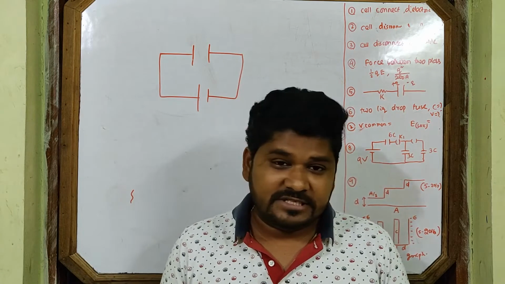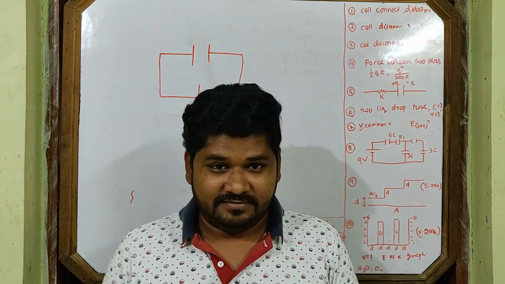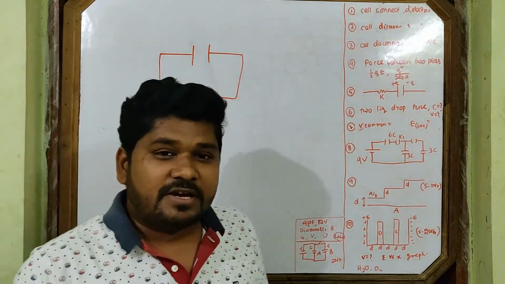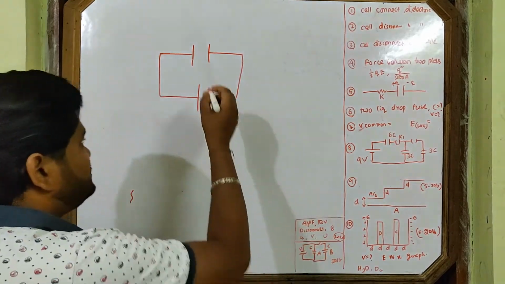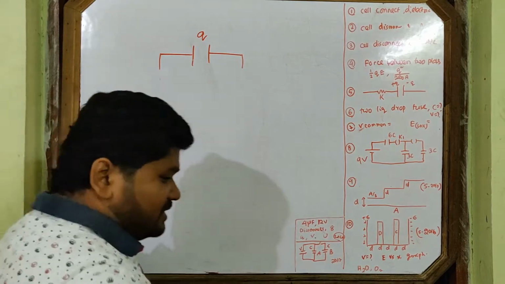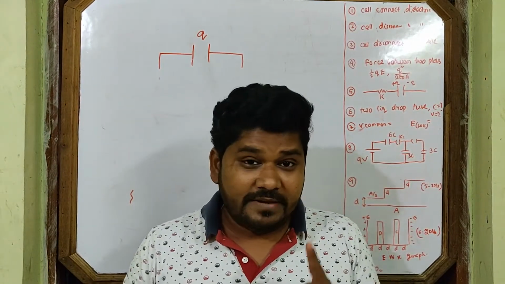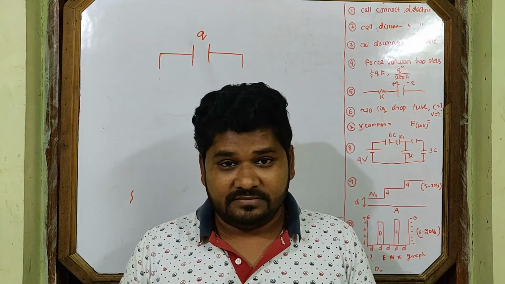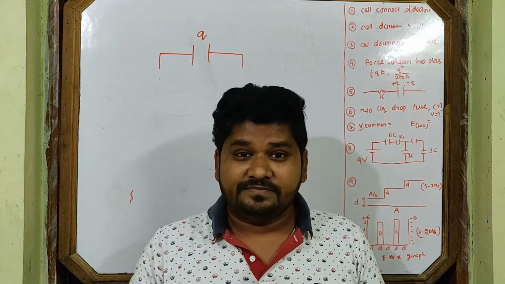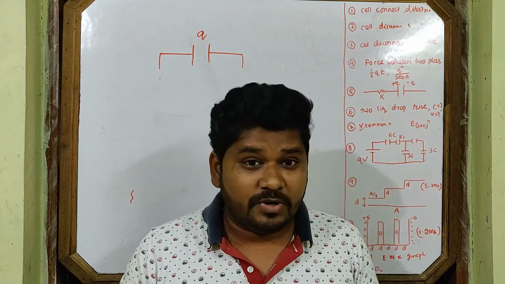Then, second line. If cell is disconnected, now this cell was first connected to the capacitor, it contains some charge, suppose the capacitor contains Q charge, now this cell is disconnected. Remember, this line also you can note, if cell is disconnected, then total charge of the capacitor doesn't change. But what about potential difference?